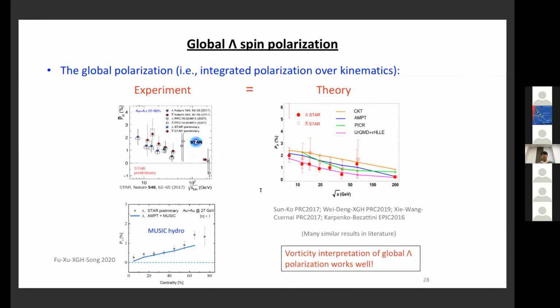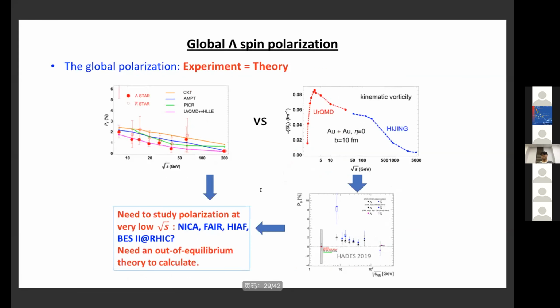And last year, HADES reported a measurement of lambda polarization at 2.4 GeV, which, although the error bar is large, is close to 0. This is comparing to, as I showed you in the beginning of the talk, the vorticity depending on the collision energy. So you'll see that this could possibly match each other. Of course, there is some missing energy region in the data, but it's quite interesting.